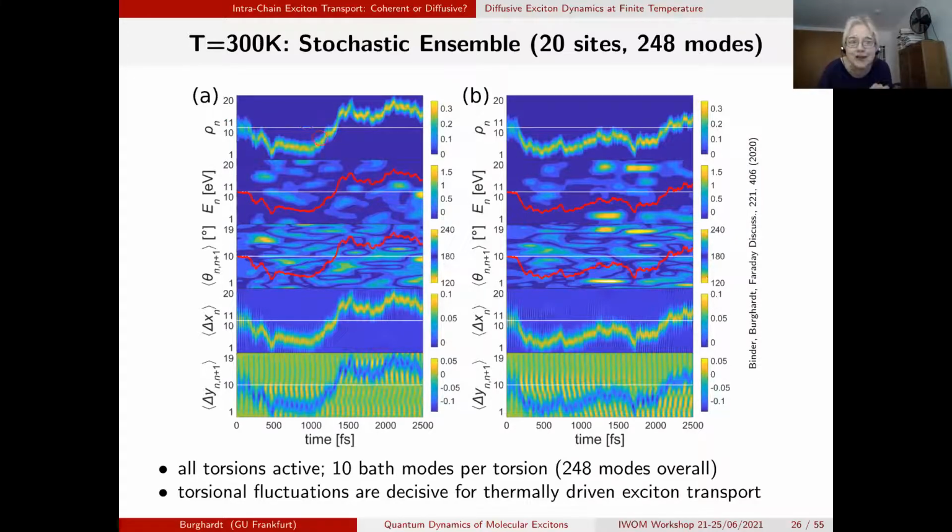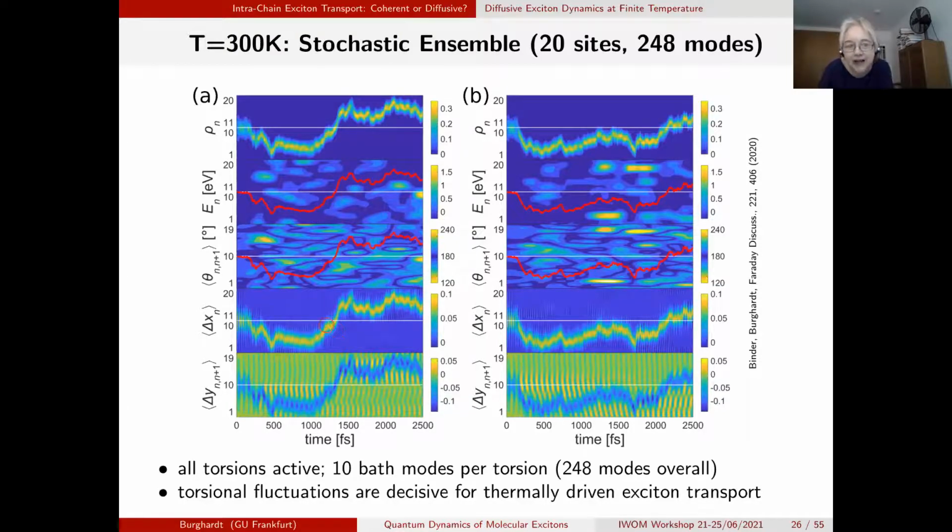And we see that the exciton is driven across the lattice now. And so the second panel here is actually the same data as we saw before in the more fancy representation. So the red line is actually the mean trajectory of the exciton. And we see that this sort of adjusts to a minimum energy path in this fluctuating torsional landscape.